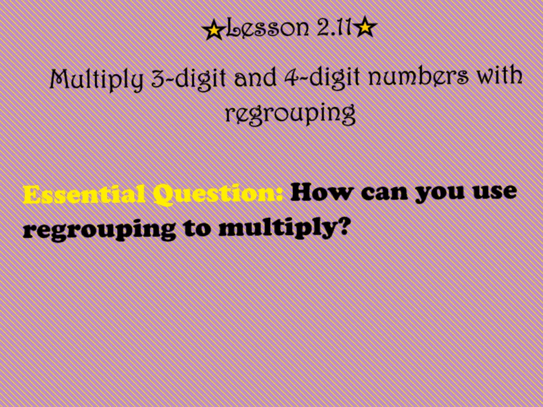Good evening, mathematicians. Tonight's lesson is lesson 2.11, multiply 3-digit and 4-digit numbers with regrouping. Our essential question for tonight is, how can you use regrouping to multiply? Would you please write this essential question down at the top of page 43 in your Go Math book? Go ahead, pause the video, and write our essential question down, and we'll get started.